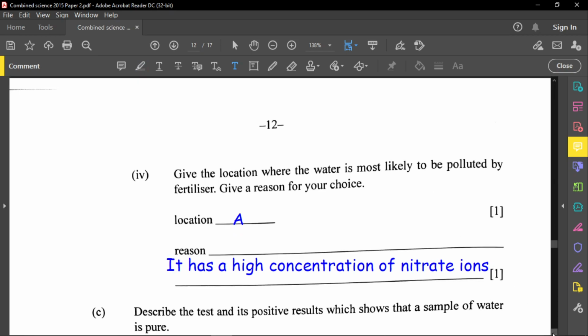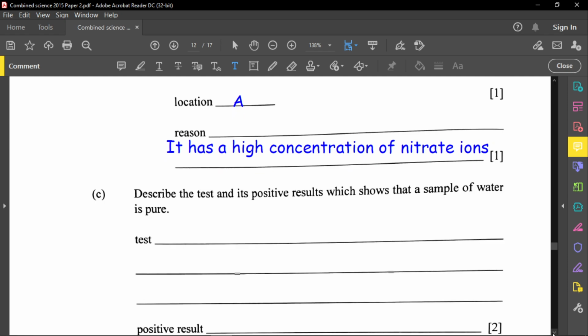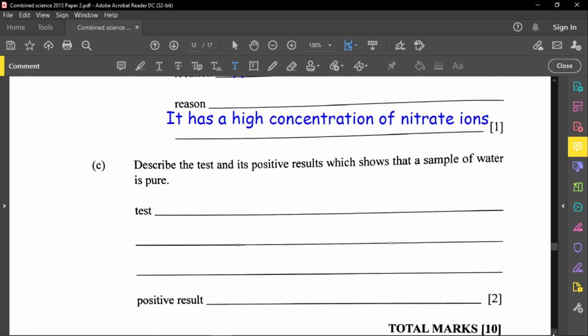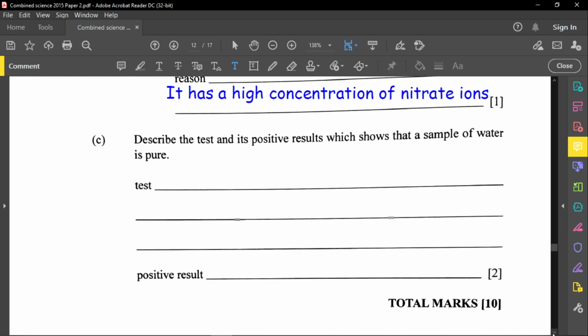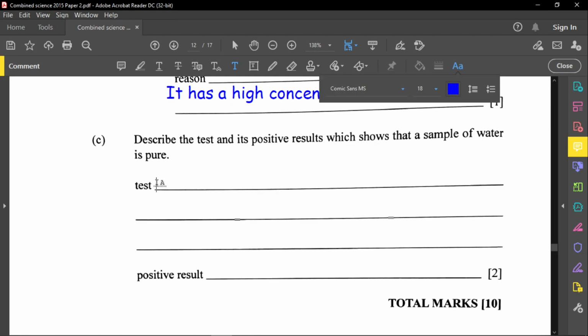So the question says, describe the test and its positive result, which shows that a sample of water is pure, and is a unique substance. So it could be tested in different ways, but again, some methods or tests may be more difficult than others. I'm going to show you the test and positive result beside each other because there are a number of them. So one, you could do a boiling test, and also you could do freezing. Boiling or freezing.